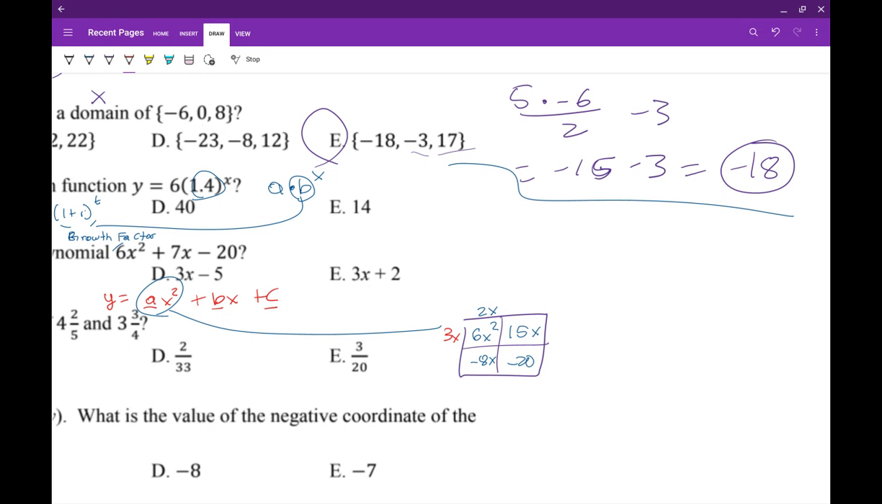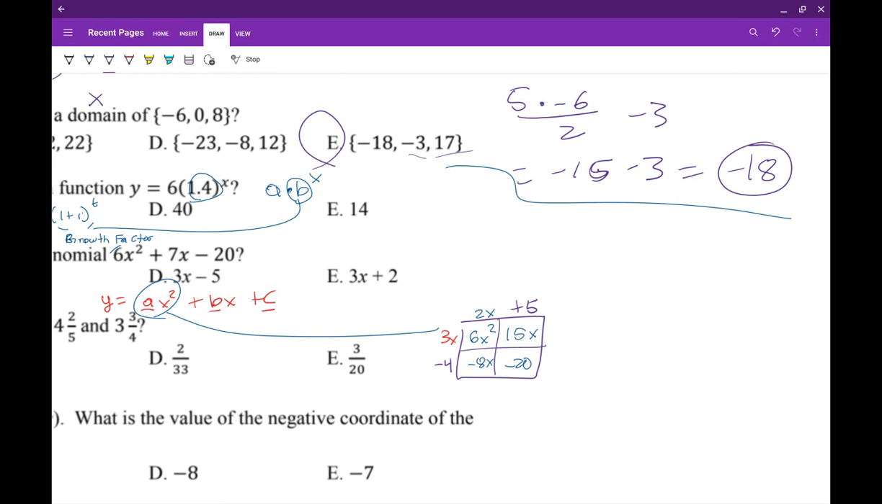So you have 2x there. So now it's pretty much just multiplying across. So if we look at this, it's got to be a product of 2x and whatever goes there. And so that would be negative 4. And then if we look at this, it's got to be a product of 3x and whatever goes there. That's going to be positive 5.